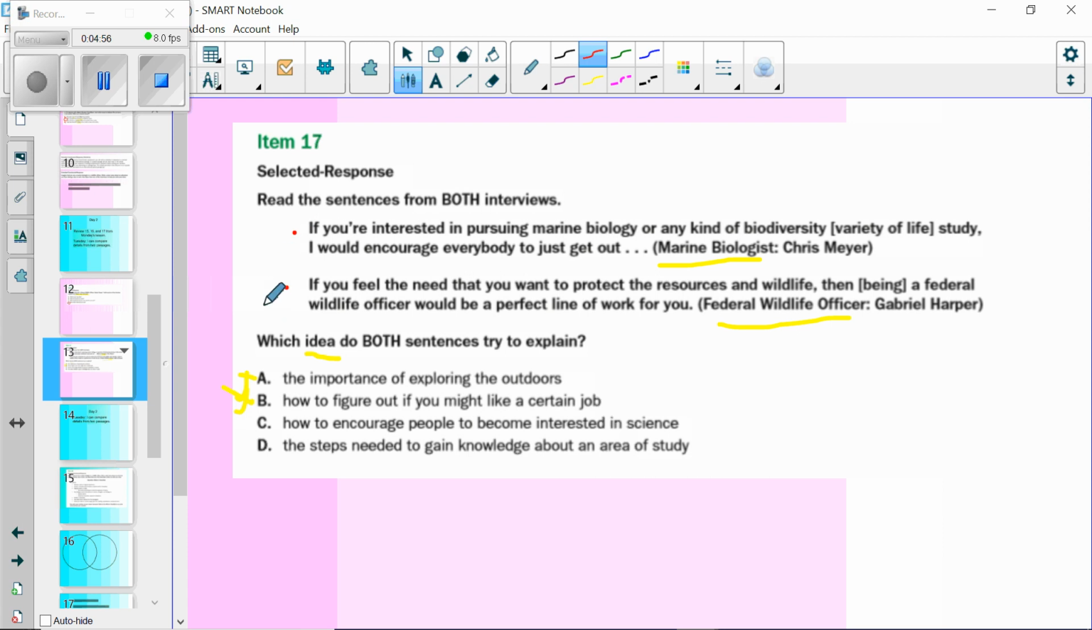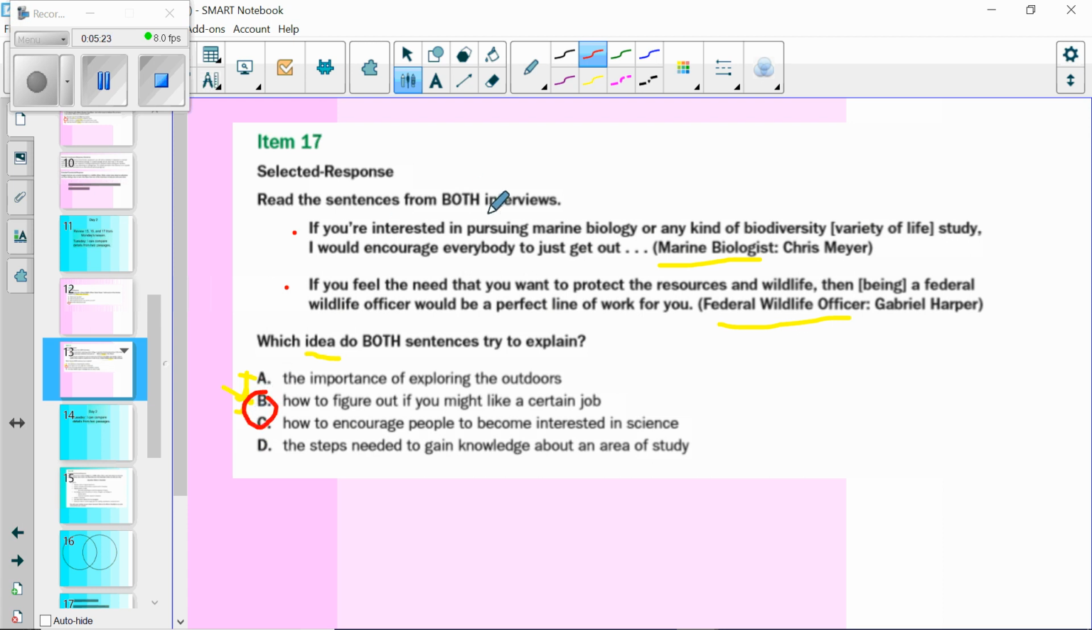Are they explaining the importance of being outdoors, how to figure out if you might like a certain job, how to encourage people to become interested in science, or the steps needed to gain knowledge about an area of study? The correct choice is B, how to figure out if you might like a certain job.